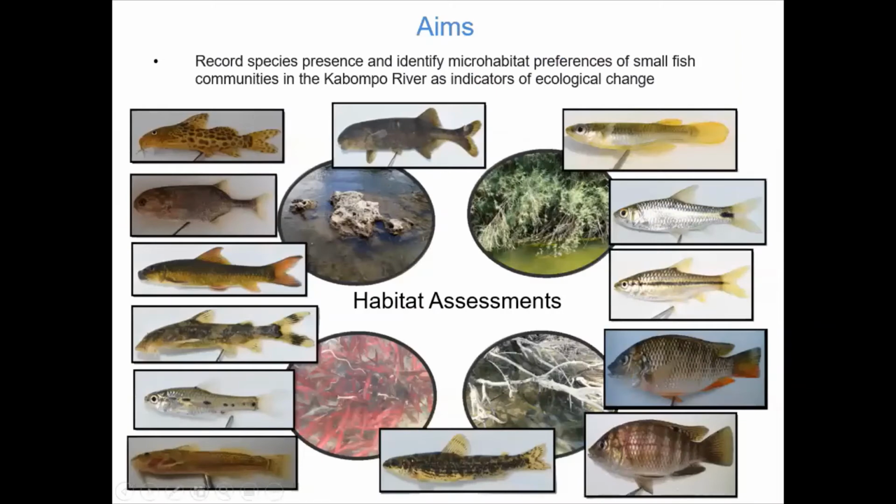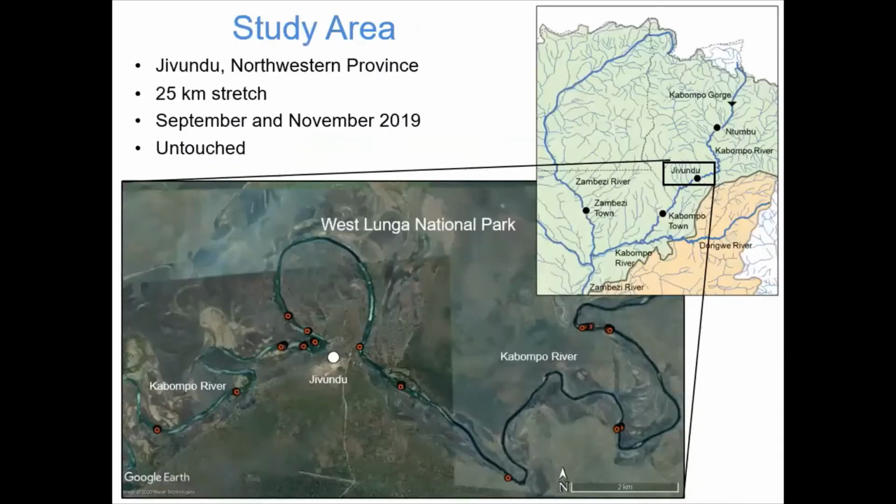So therefore, the aim of the study was to record species presence and identify microhabitat preferences of small fish communities in the Kabompo River as indicators of ecological change. The small fish communities were selected due to their importance in the fishery and general lack of knowledge about these species. The study took place around the area of Jivundu in the middle reaches of the Kabompo River.